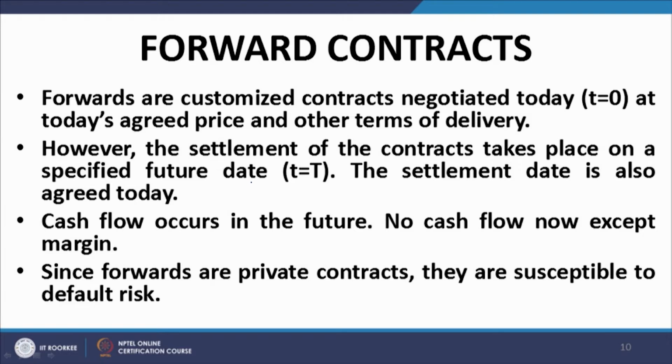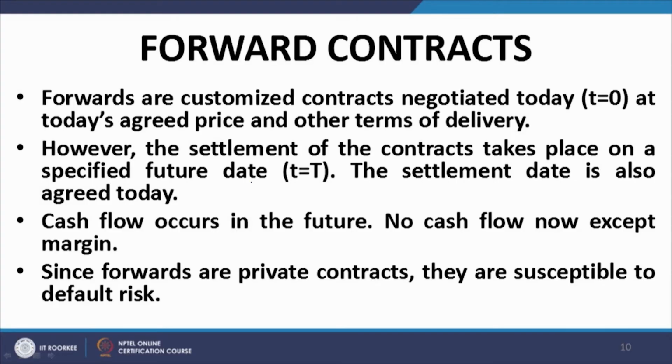Cash flow occurs in the future. No cash flow occurs at t equal to 0 except margins, if mandated by either party and agreed upon by the other party. Please note this point that these are customized contracts. Because they are customized contracts, the two parties negotiate the terms of the contract, and if one party feels that in order to protect itself it needs to prescribe a certain amount of margin at 10% or 15% or whatever on the other party, it is free to do so provided the other party agrees to it.